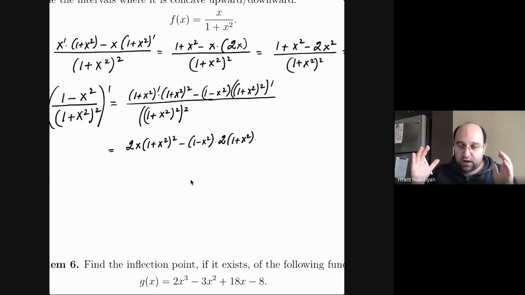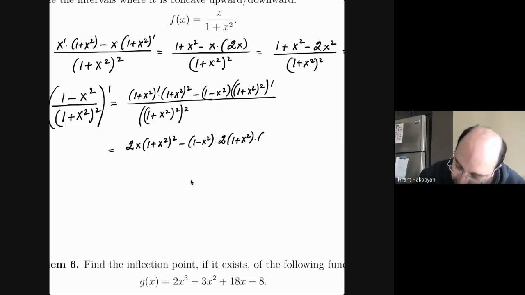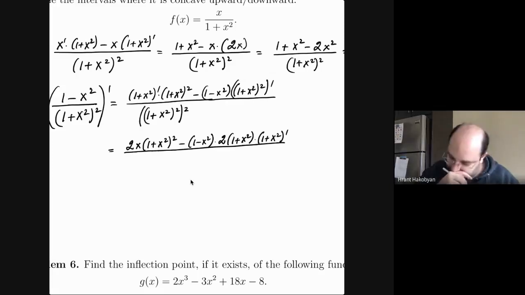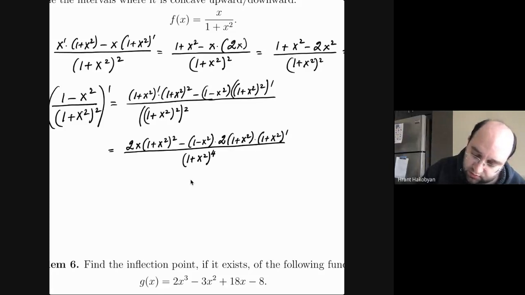But then I have to multiply by the derivative of the inside. So that's going to be (1 plus x squared)'. Okay, so then I have to divide by the same expression as before. So it's going to be (1 plus x squared) to the power 2, and then square that. So that's going to be to the power 4. This 4 comes from the fact that I have 2 and 2 there, so when I take a power of a power, the powers multiply.